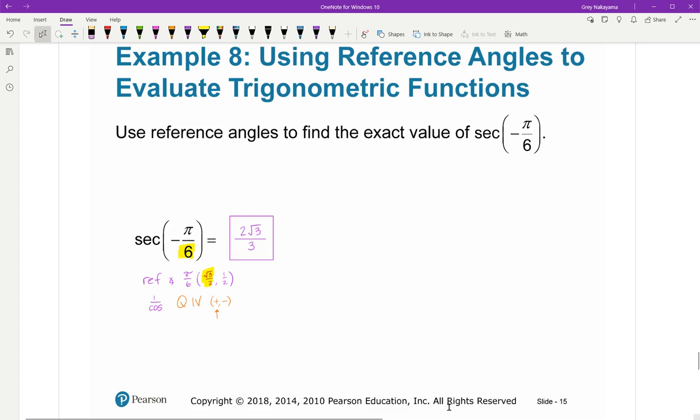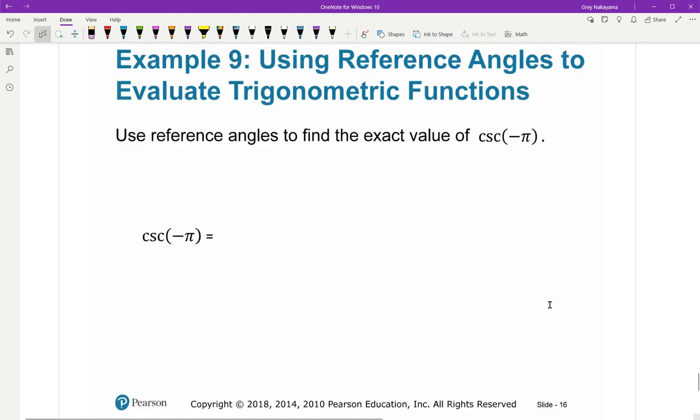All right, last problem. Use reference angles to find the exact value of the cosecant of negative pi. Well, if you remember, negative pi is on an axis, so it's called a quadrantal angle. It is over here where its coordinates are negative 1, 0. Cosecant is 1 over the sine, so that means that is the y coordinate, and 1 over 0 is undefined. And that is all we have.